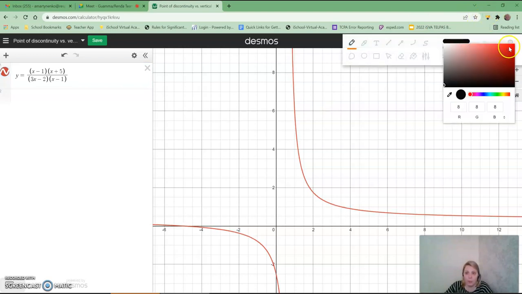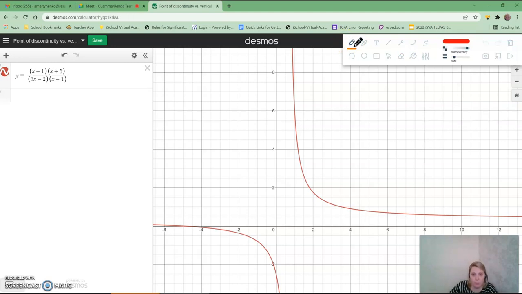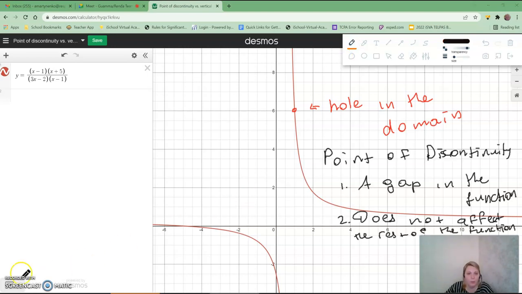I want you to notice a little something. Just because I have a gap right over here doesn't mean that the rest of my function changes. The function comes as close as it can to this gap, then it literally jumps over and continues on as if nothing happened. So another word for this is a hole in the domain, because it means that there is one x value that I cannot have, but it does not affect my function at all. So to do a little recap, I have a gap in my function, and it does not affect the rest of my function whatsoever.